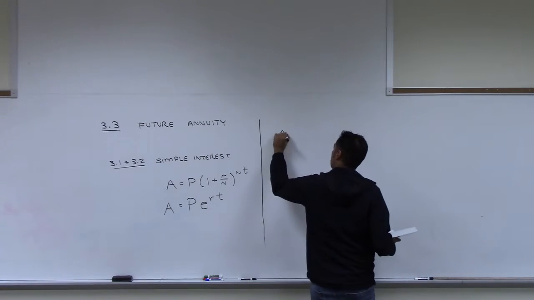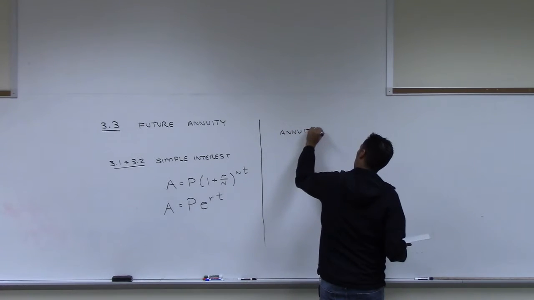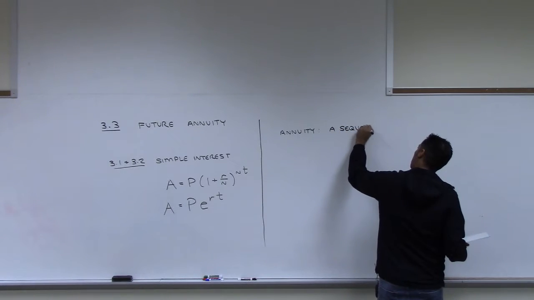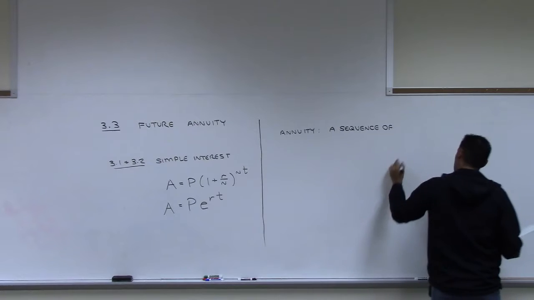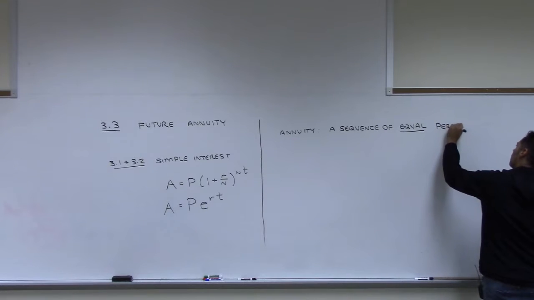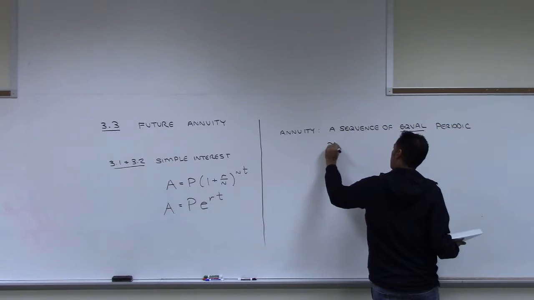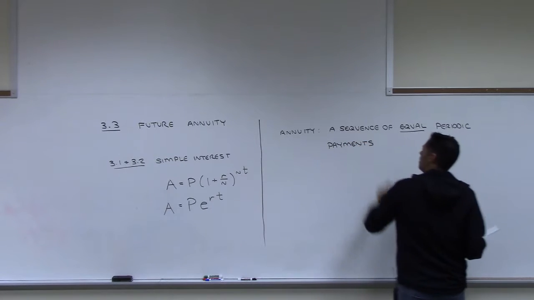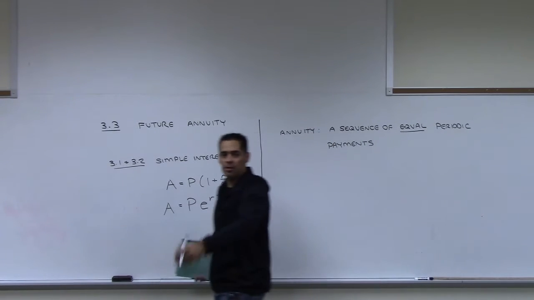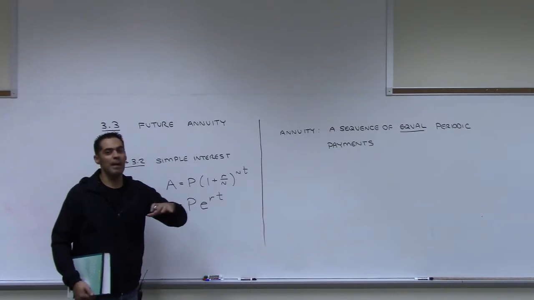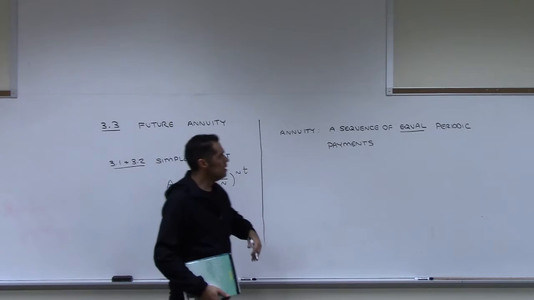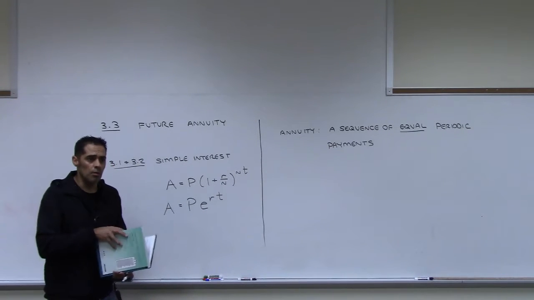Before we begin, an annuity. So what is an annuity? It's just a sequence of equal periodic payments. That's what an annuity is. So an example of this would be you make monthly payments on your credit card. That is a sequence. Well, you may not make equal payments, but let's just say you do. Like every month I'm going to pay $50 on this credit card that I have. That would be an annuity, a sequence of equal periodic payments. Understand?